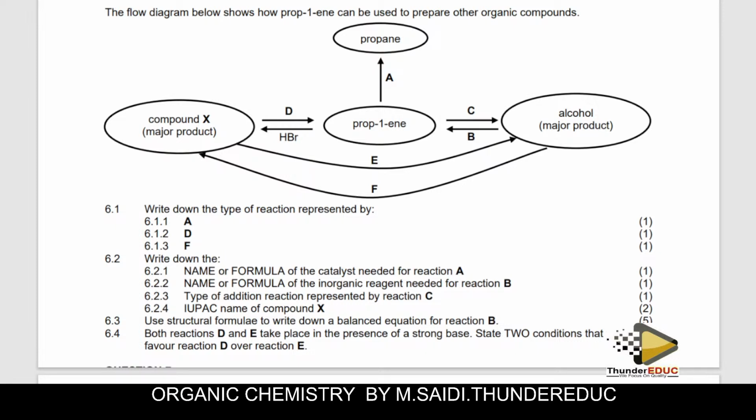We are saying that the following diagram below shows propene can be used to prepare other organic molecules.